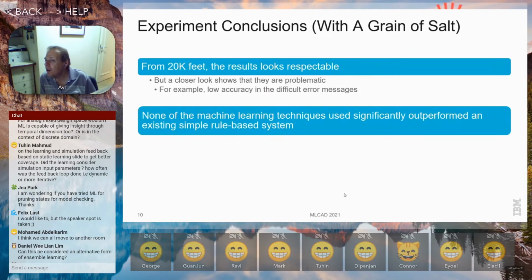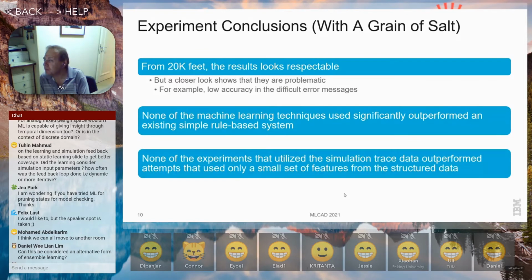Also, we already have a simple rule-based system, where the triage engineer adds rules as he understands more about the failures, and it does the classification automatically based on that. And our machine learning techniques did not perform much better, or even better, than this simple rule-based system.